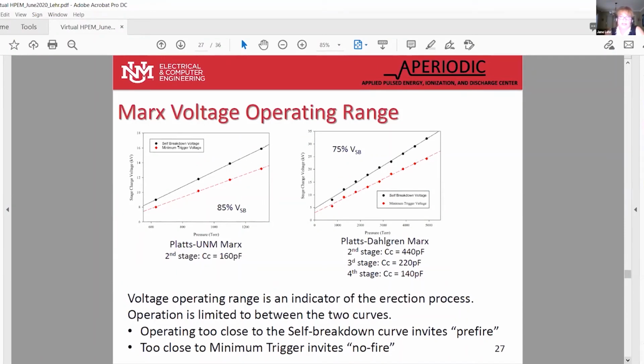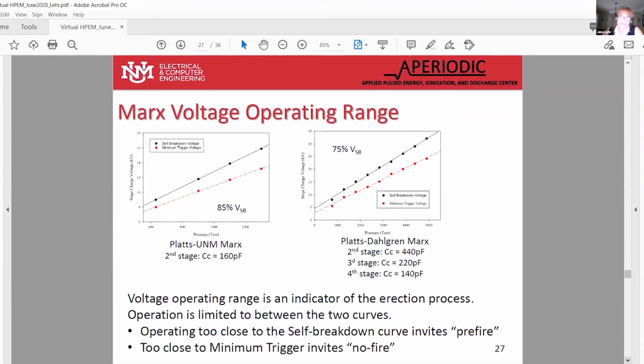So here are 2 Marxes. One is from the literature, this one on the right, from Dahlgren. They used coupling capacitors for 3 different stages in varying amounts. We only used 1. But you see, they can charge to higher voltages, which is great. It gets a little bit more range. So they can go down to about 75% of self-break. These tend to be a little bit nonlinear. And our Marx does 85% of the self-break voltage. This is really not a very good range.